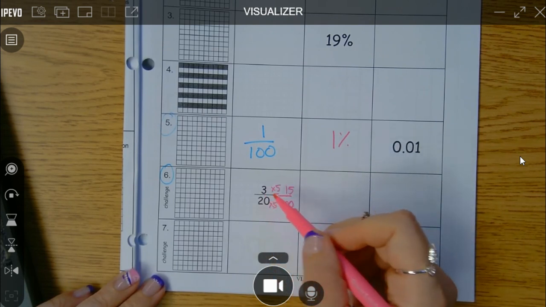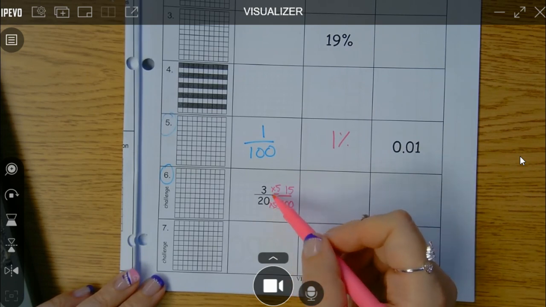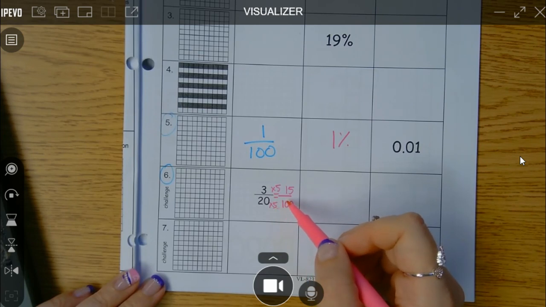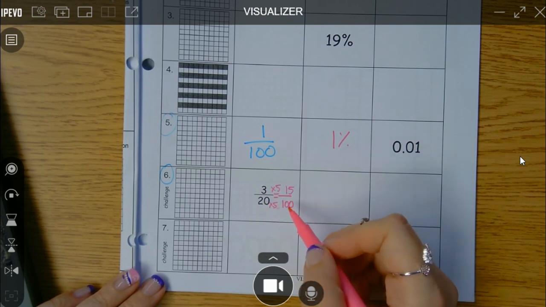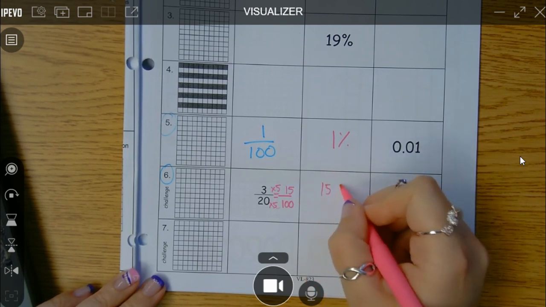This is equivalent to this because 15 over 100 reduces to 3/20. I essentially just multiplied by 1 because isn't 5 over 5 just 1? So I wrote an equivalent ratio of 15 over 100 to 3/20. Now that I have a number out of 100, I know what percent it is. That's your percent. It's 15%.